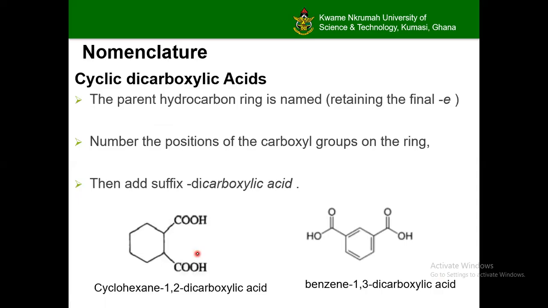Now we are still talking about nomenclature, but now we are talking about cyclic dicarboxylic acids. For them, the parent hydrocarbon ring is named. After naming, we number the position of the carboxyl groups on the ring, and then we add the suffix dicarboxylic acid. And so we realize that this parent chain here is hexane, right? Now the carboxyl groups fall on position 1 and 2. So we see it is cyclohexane-1,2-dicarboxylic acid.